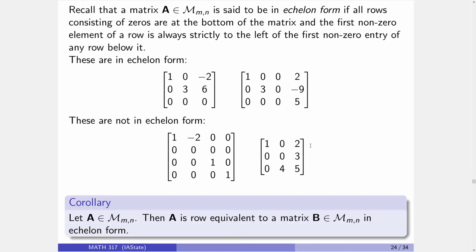And as we noted, every matrix can be made to be in echelon form via row operations. So that means in our new language that every matrix is row equivalent to A1 in echelon form. Cool.